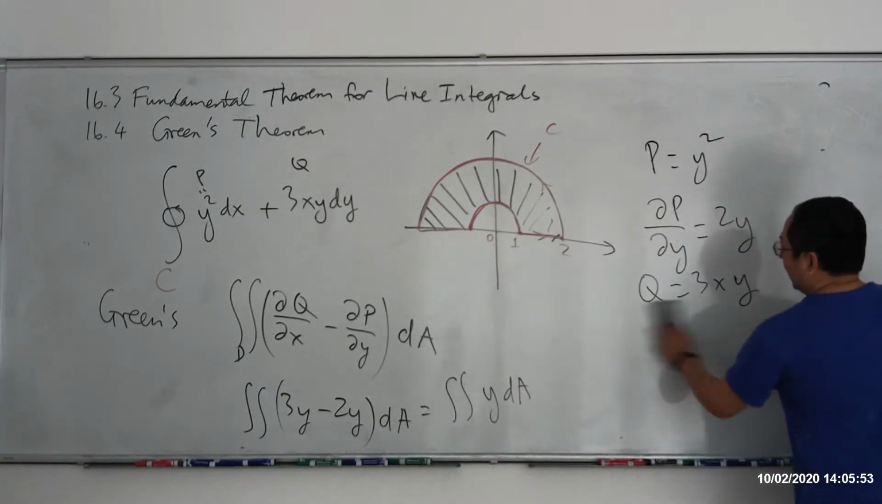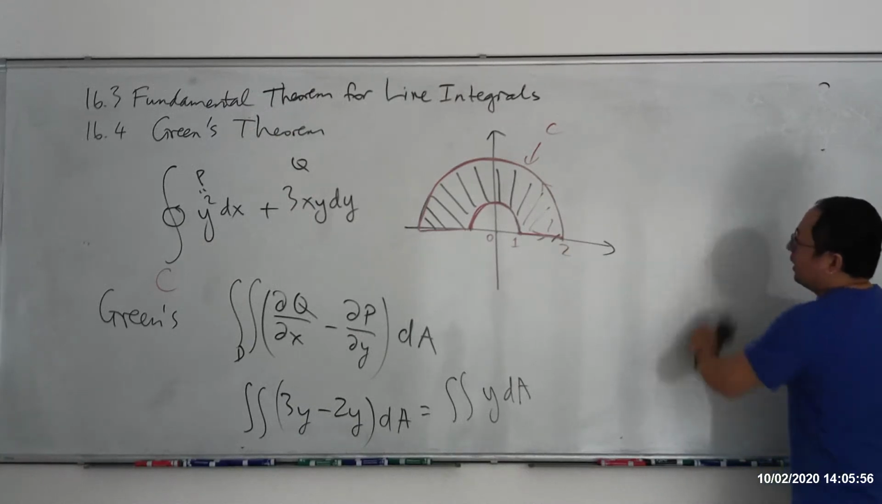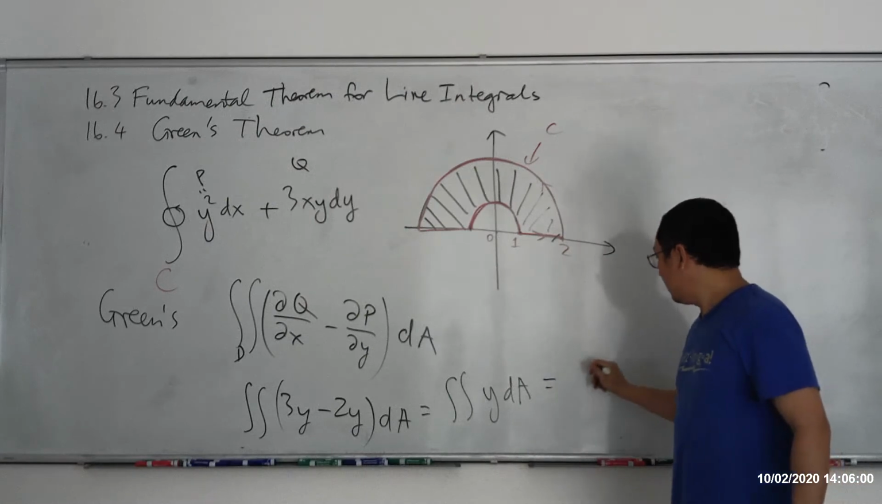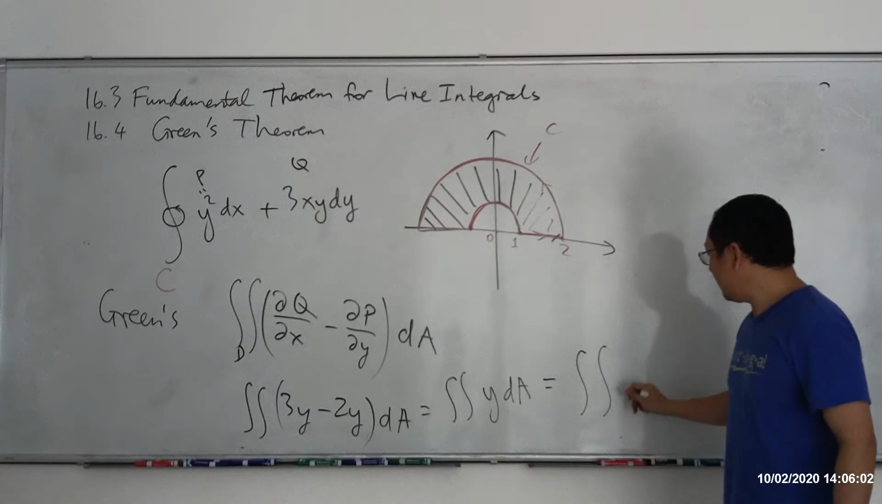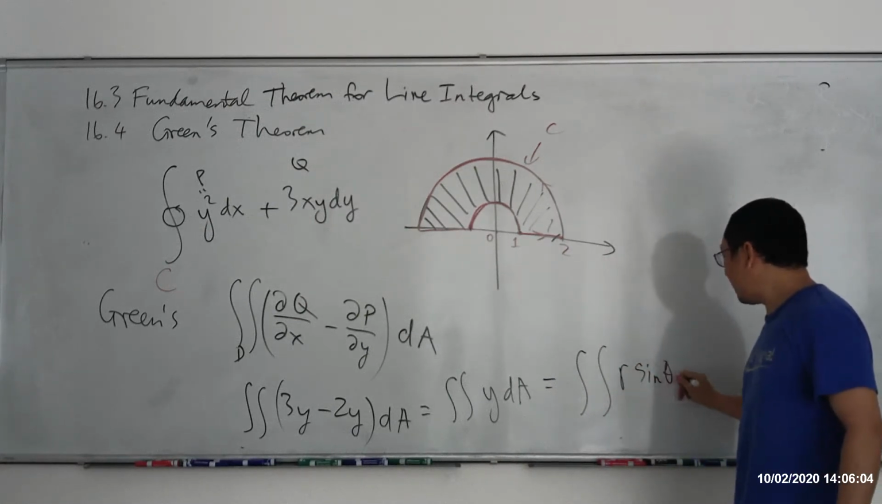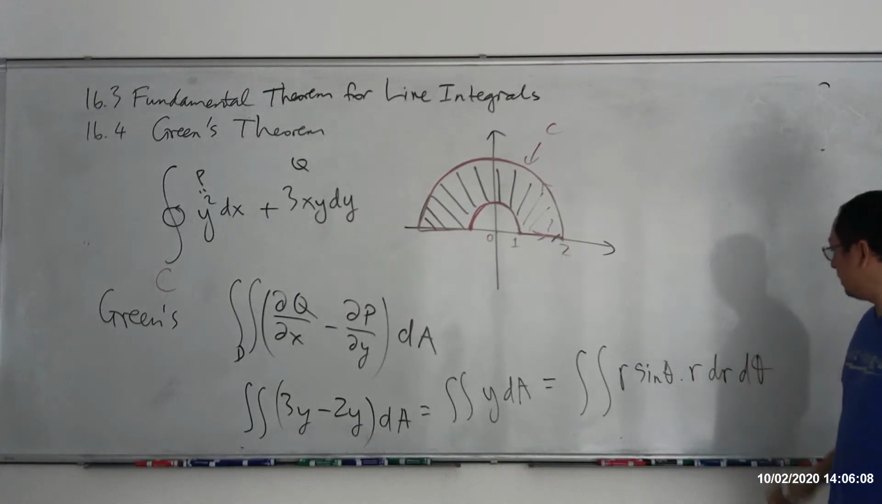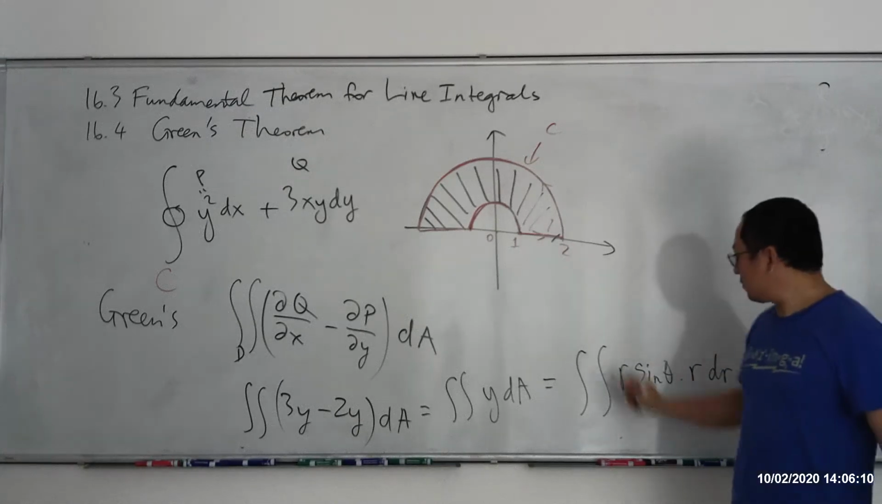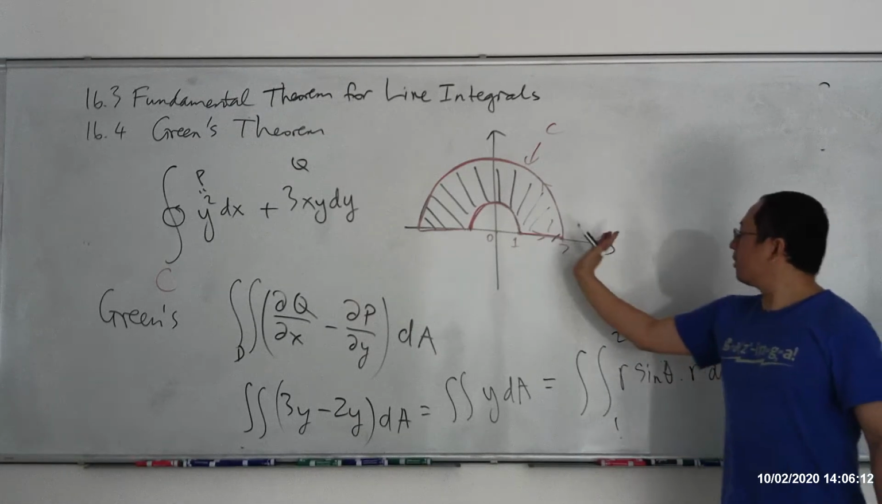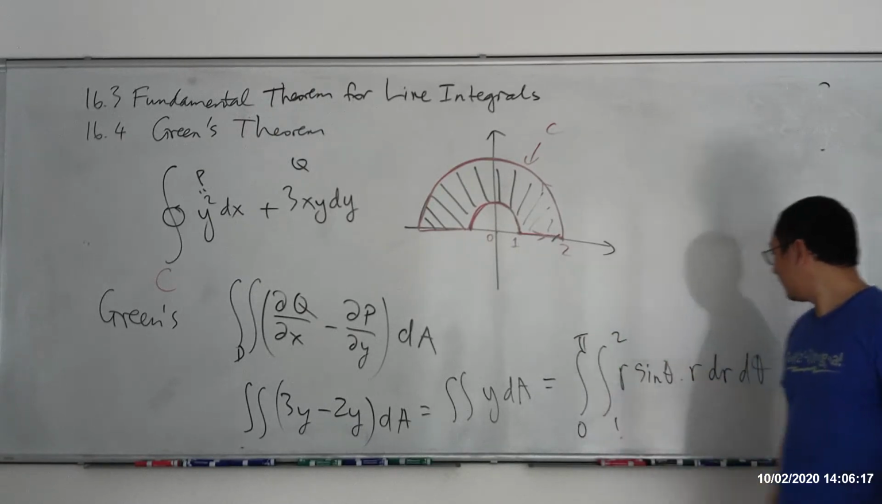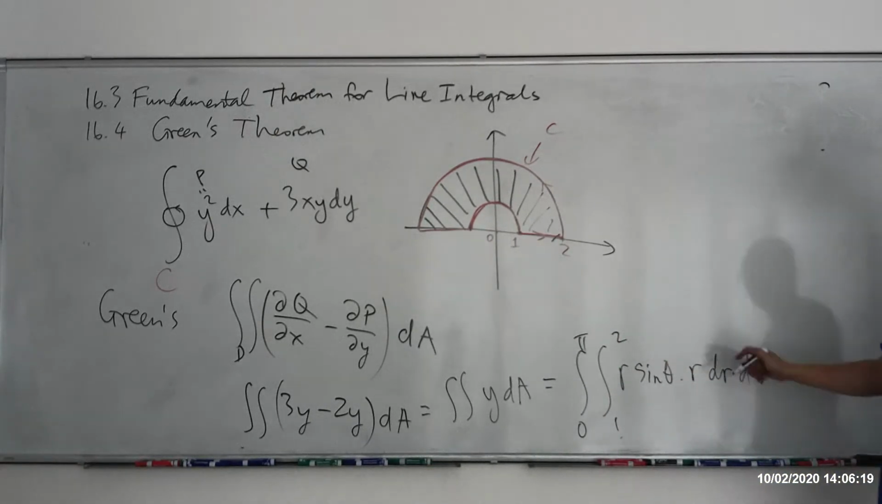Okay, but I want to change to polar coordinates because I know that with angle and radius it will be easier. So it's a double integral. y is r sine theta. I know that dA is r dr d theta. And r, inside the radius, runs from 1 to 2. The angle runs from 0 to 180 degrees, so 0 to pi. Okay, so you can integrate this.